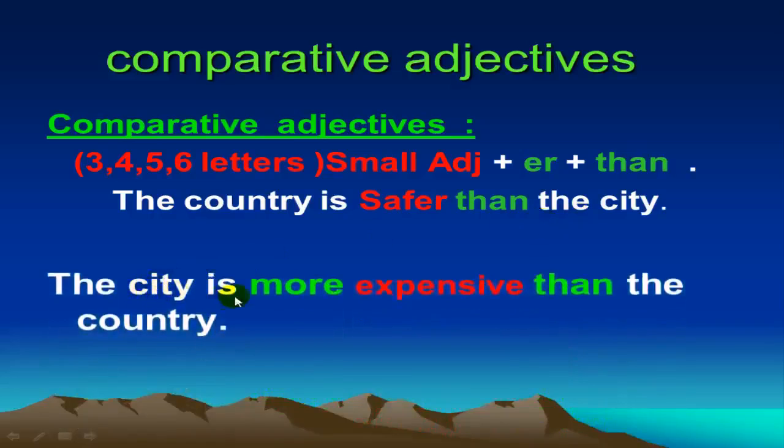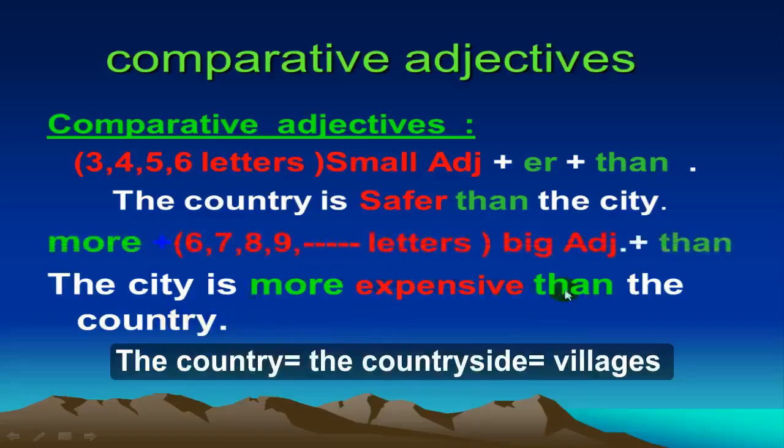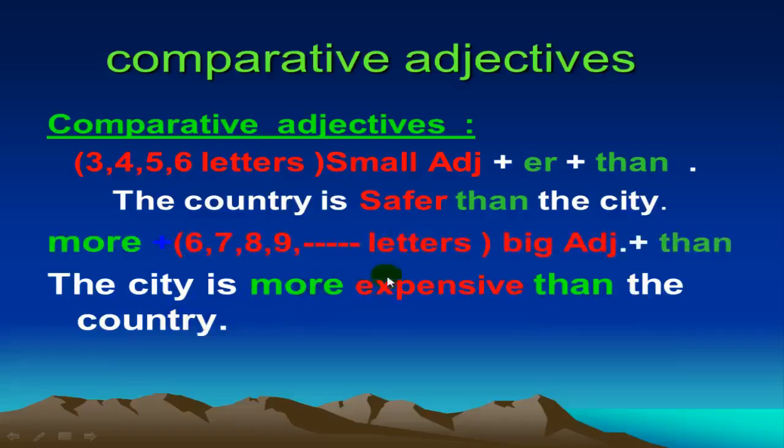The city is more expensive than the country. The country here means the countryside, villages. So how can I form this? More plus big adjective. What means big adjective? 6, 7, 8, 9, 10, 11, 12, 15 letters. A lot of letters. Plus than.